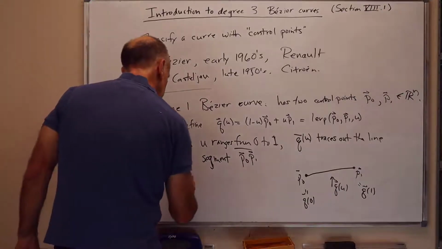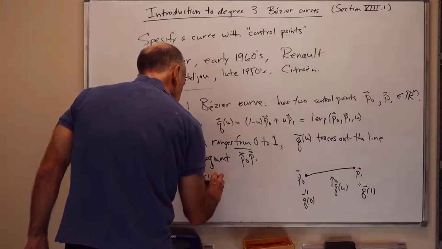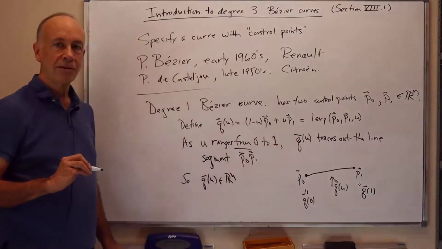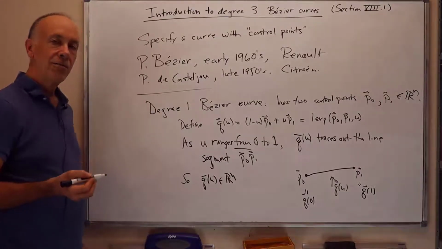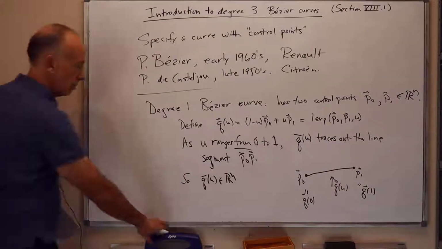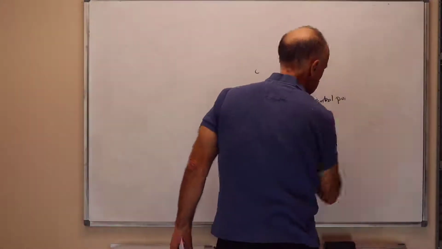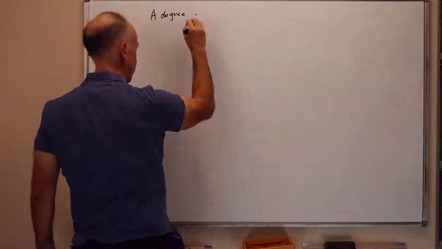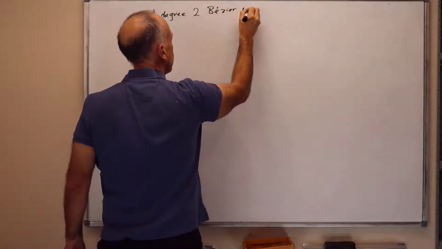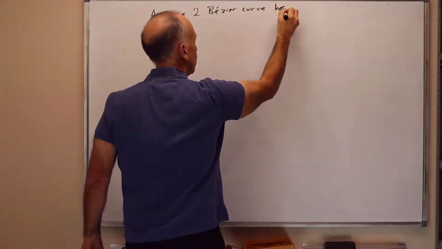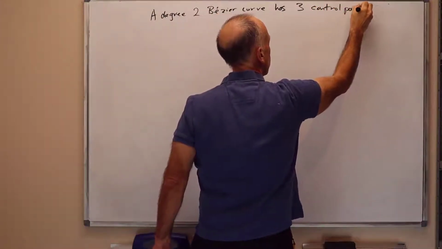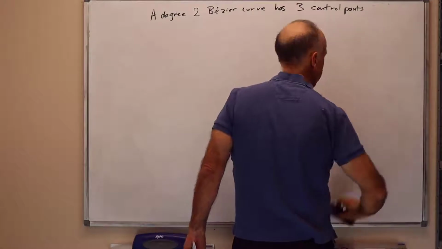So in particular, Q of u is a member of Rn. It traces out the line segment from P0 to P1 in Rn. And this is a degree 1 Bezier curve. A degree 2 Bezier curve has 3 control points, which I will call P0, P1, and P2.